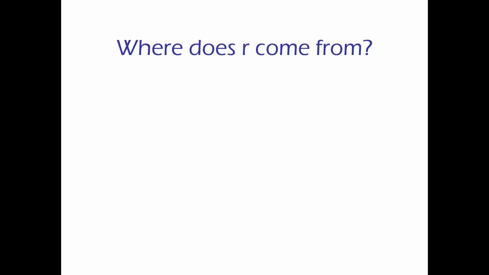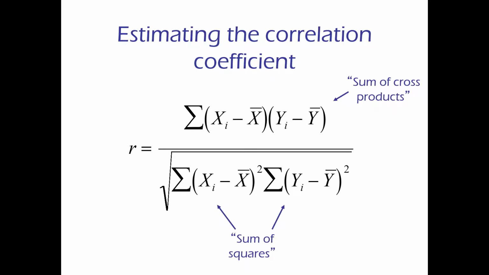So far, we have learned what R is and how to interpret R. Now let's take a look at how to calculate R. Here is the formula to calculate the correlation coefficient, which is R. It's estimated as the sum of cross products divided by the square root of the sum of squares. To do the calculation, you'll need each value of X and Y, as well as the mean of X and the mean of Y.